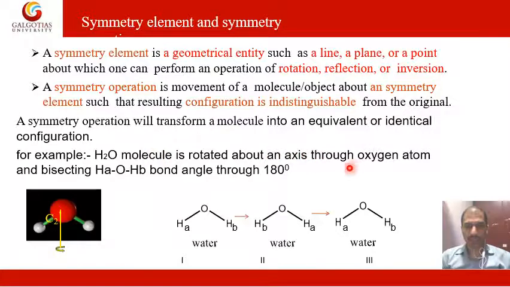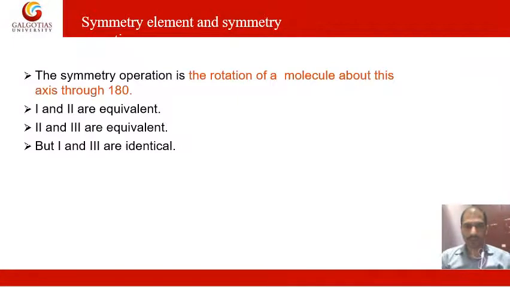Once you rotate about an axis through 180 degrees from the center of the axis, this is the C2 axis. C2 means 180 degrees of the total 360 degrees of the circle. You will see here that HB will be on this side and HA on the opposite side. So this is a 180-degree rotation, and the two are also mirror images of each other.